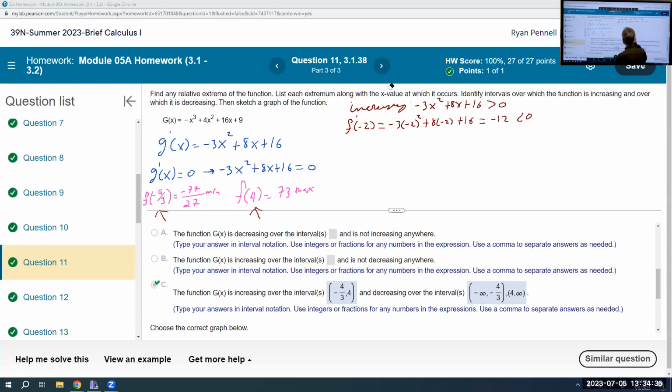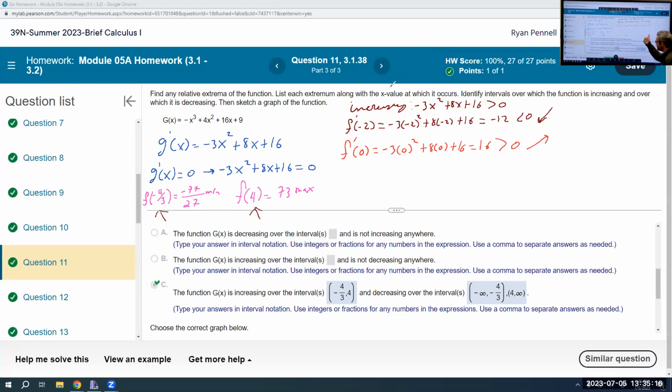Now, what about in between? Let's pick a point that's in between. All I have to do is pick a point between -4/3 and 4. How about 0? F prime: -3 times 0 squared plus 8 times 0 plus 16. And that gives me +16, which is certainly positive, which means it's increasing. So here it is increasing. Here it was decreasing.